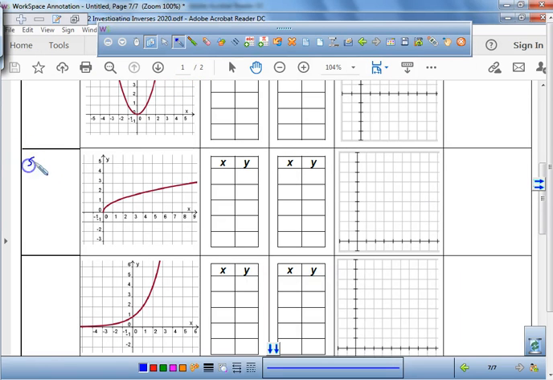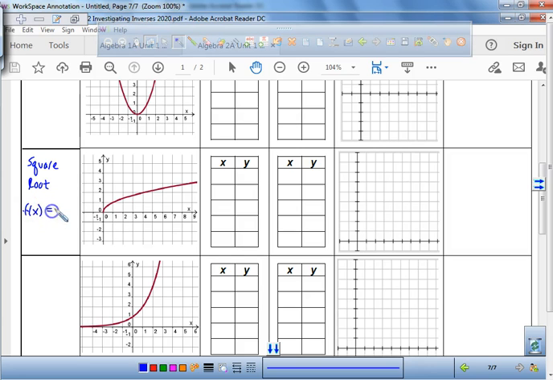So you're going to label this one square root, which in function notation would be f of x equals the square root of x, also known as y equals the square root of x. This is your exponential function, so I'm going to write exponential. And the function that we're using right here is f of x equals 2 to the power of x, also known as y equals 2 to the power of x.